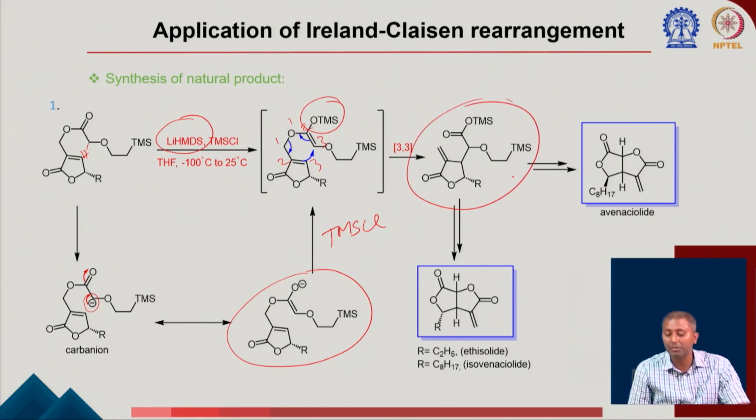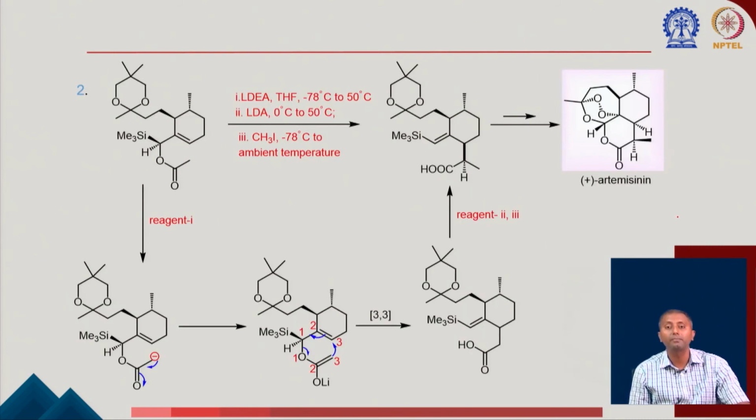It is going to form this corresponding product, which is going to convert to the natural product. There are more examples we can bring. So here again, I think there is an error here, it will be LDA, not LDA. So in place of LDA, what is happening? It is abstracting this proton, forming a carbanion, then it is forming the corresponding enol.